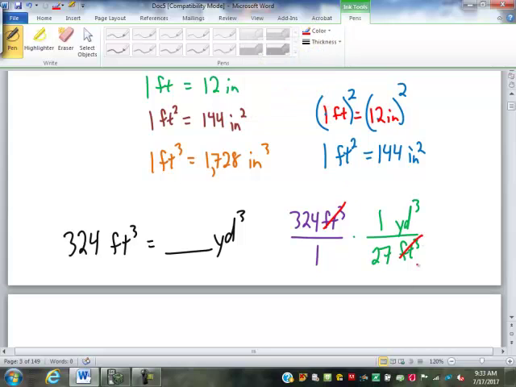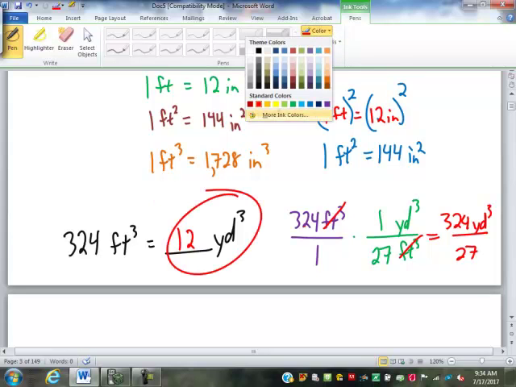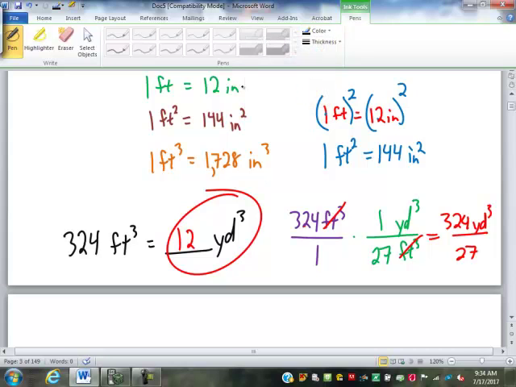So the feet cubed cancels out. 324 times 1 cubic yard is 324 cubic yards over 27. So divided by 27, that is what? 12. Thank you. 12 cubic yards. Not so bad? Okay.